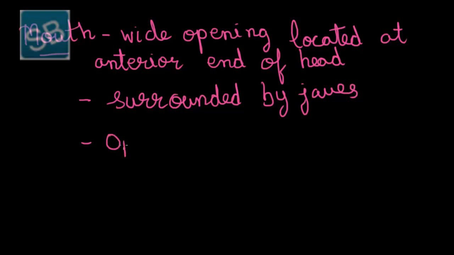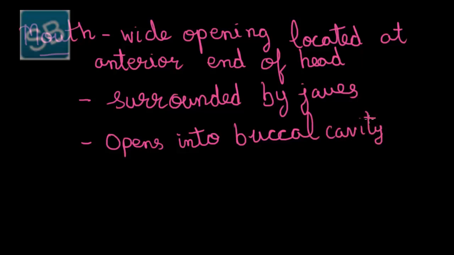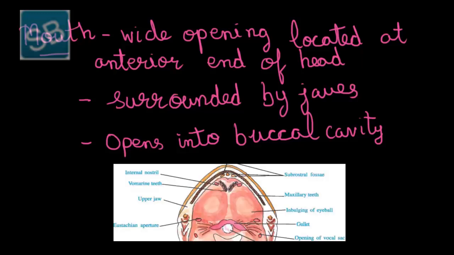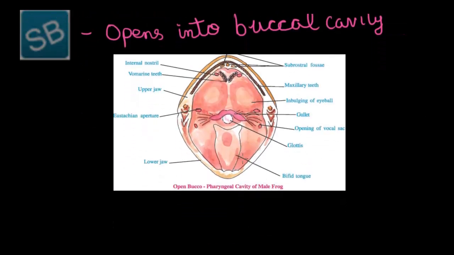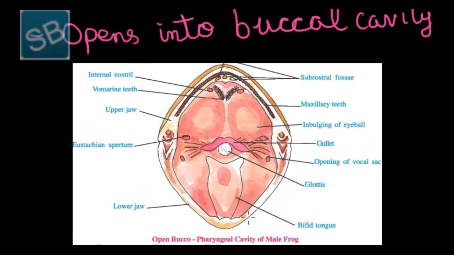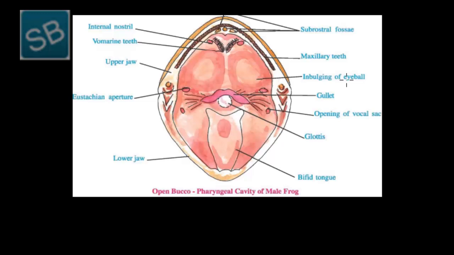This mouth opens into the buccal cavity that is wide and broad in nature. This buccal cavity is present within the jaws. This figure depicts the buccopharyngeal cavity of a male frog. According to this, the buccal cavity of frog mainly contains internal nostrils, vomerine teeth, upper and lower jaw, eustachian aperture, maxillary teeth, eyeball, glottis, bifid tongue, and vocal sac. Now, this vocal sac is only present in males, and in females it is absent.